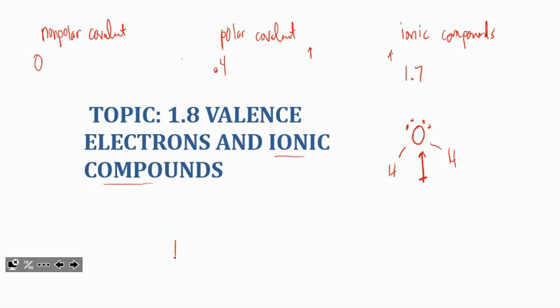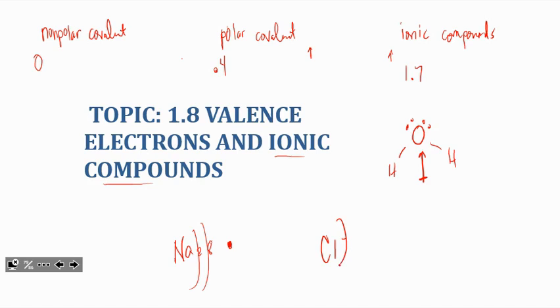So for example, if we had sodium, remember sodium has one electron in its outer valence shell. It's going to have 8 here and then 2. So its first shell has 2, this one has 8, and this one has 1. If we look at chlorine then, chlorine is going to have 2.